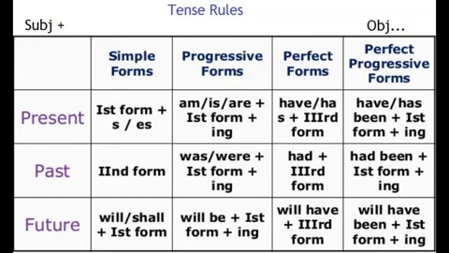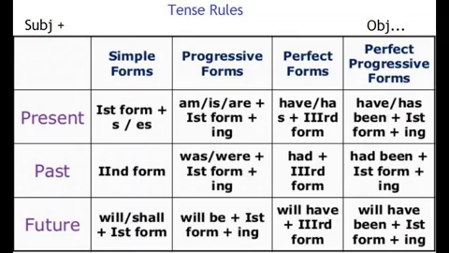Like that, future simple forms will be formed by will or shall plus first form of the verb. For future progressive form, will be plus first form plus ing with the verb. To make future perfect forms, the formula is will have plus third form of the verb. To make future perfect progressive forms, we will do will have been plus first form of the verb plus ing. So these were the rules of tenses, how we will actually form tenses.